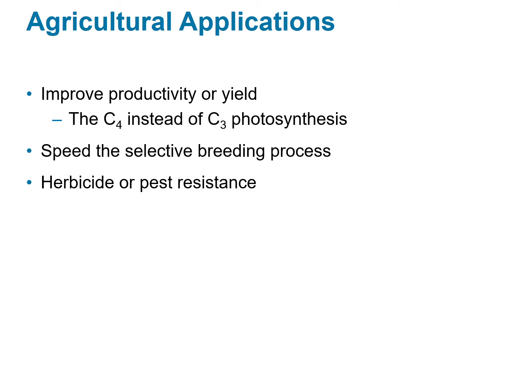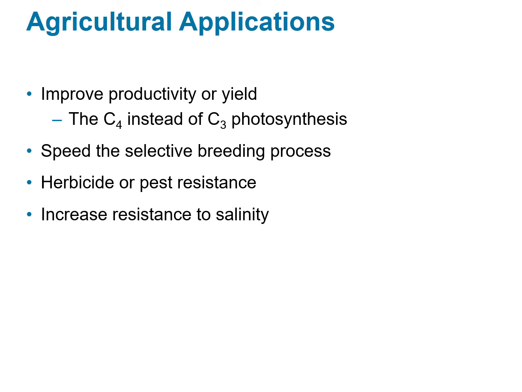You can engineer plants to have herbicide or pesticide resistance so that you can spray them and kill plants or kill animals or insects that may affect crops, and not have the herbicide or the pesticide affect the crop's growth or yield.